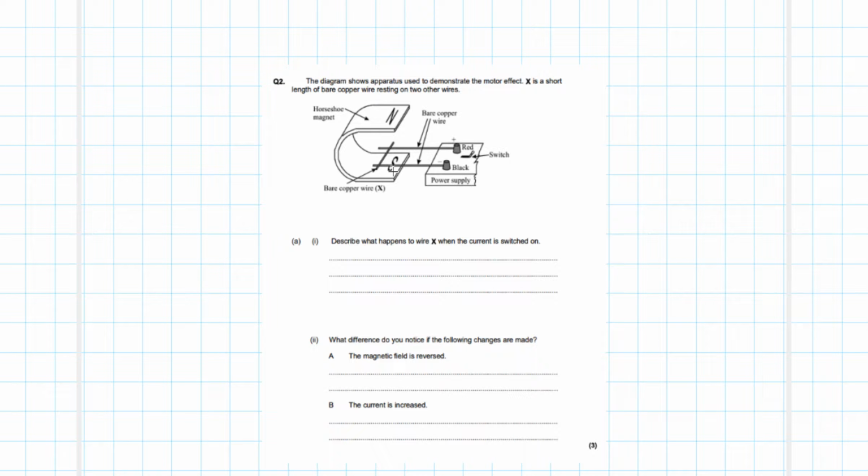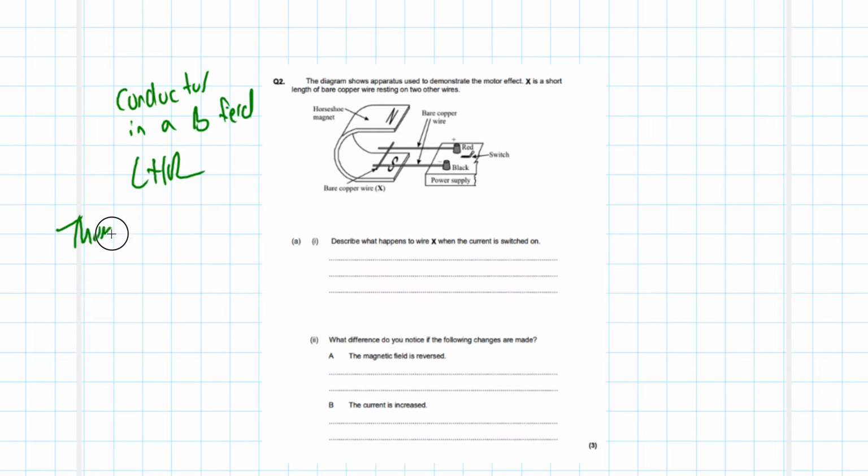Okay, question 2. This is: describe what happens to the wire X when the current is switched on. Here you've got a horseshoe magnet, bare copper wire, with a plus and minus switch, and in this situation you want to determine the direction of the wire. If you've got a wire or a conductor, in a magnetic field, which we represent as the B field, then we're going to use the left-hand rule. The left-hand rule gives the force, or the direction that the wire will move.